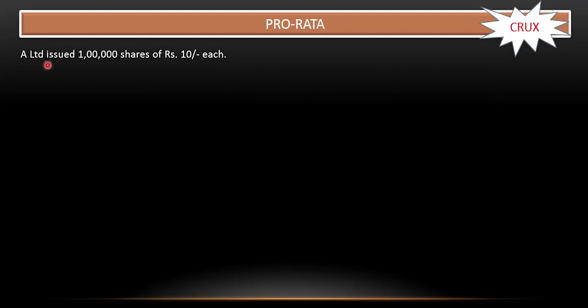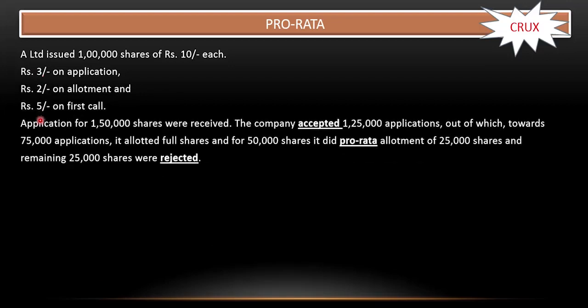A limited company issued 1 lakh shares of rupees 10 each: rupees 3 on application, rupees 2 on allotment, and rupees 5 on first and final call. Now, towards those 1 lakh shares which it invited, the company received applications for 1,50,000 shares. The company accepted only 1,25,000 applications, out of which towards 75,000 applications it allotted in full.